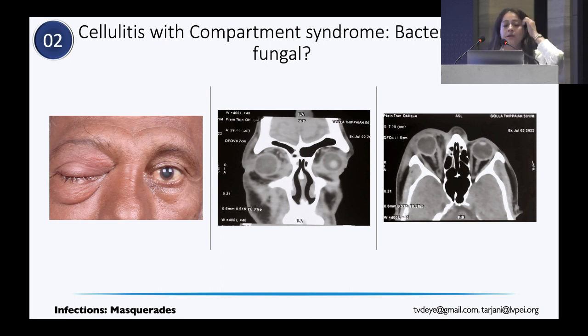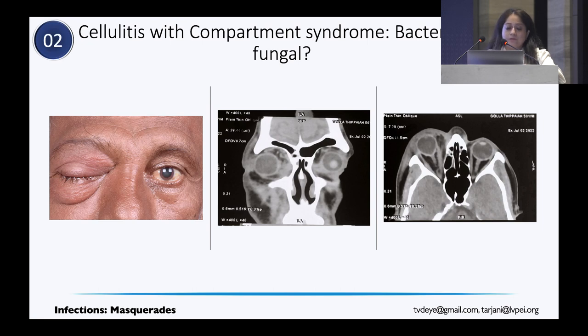Now you see this gentleman who has come to you with just a two-day history of very severe pain and this kind of presentation. On the imaging, which you obviously do because it's an orbital disease, you see the guitar pick sign, or the tenting of the globe, which all of us saw so much in mucormycosis. The sinuses are absolutely clear, hardly any sinusitis. And you're thinking, is this bacterial? Is this fungal? What is going on?